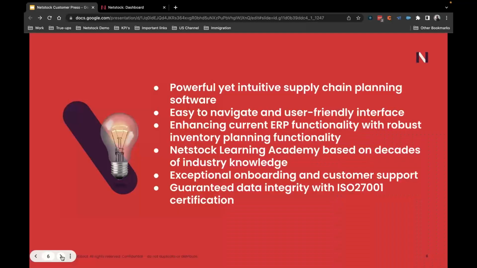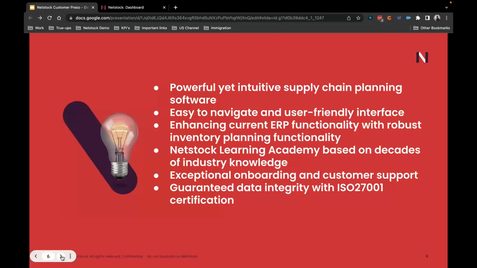All right, so what are we going to do? Sage Inventory Advisor is powerful yet intuitive to help you with your supply chain planning. It's easy to navigate. You'll see in the application when I get into it. It's very user-friendly. It's purpose-built for planning, so it'll help you a lot more than a spreadsheet will, and it'll help you learn how to better plan rather than becoming a spreadsheet consultant.